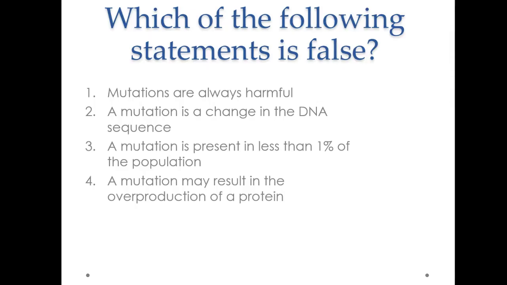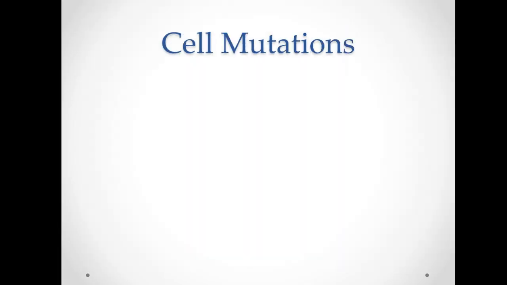All right, which of the following statements is false? Let's do a quick comprehension check. Mutations are always harmful. A mutation is a change in the DNA sequence. A mutation is present in less than 1% of the population. A mutation may result in the overproduction of a protein. If you remember, it's number one. Mutations are always harmful. They're not always harmful. There can be other consequences of mutations as well, which we will discuss.